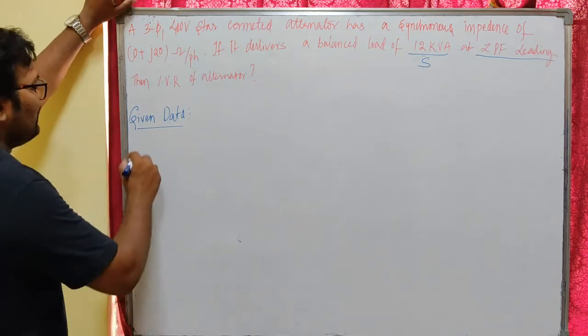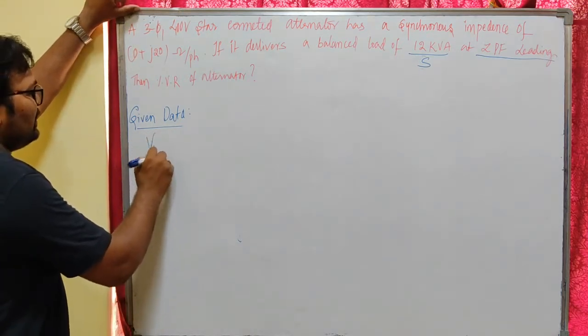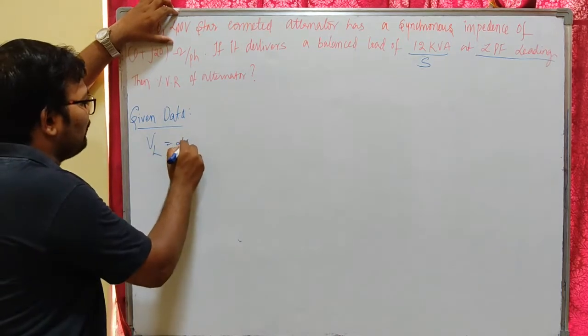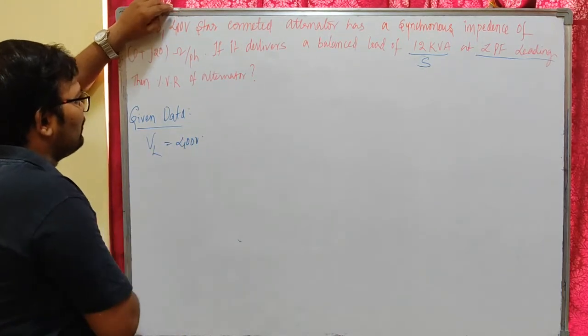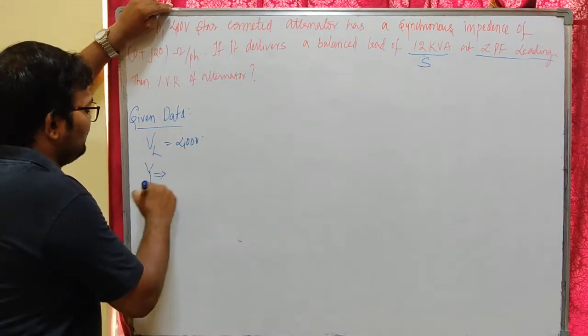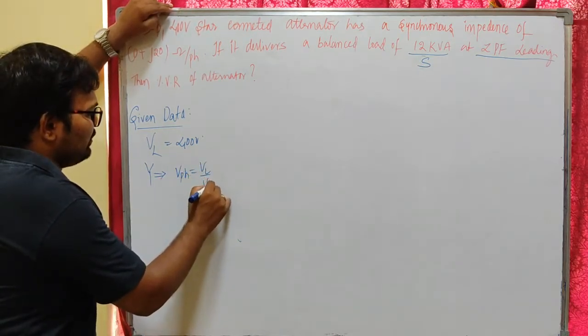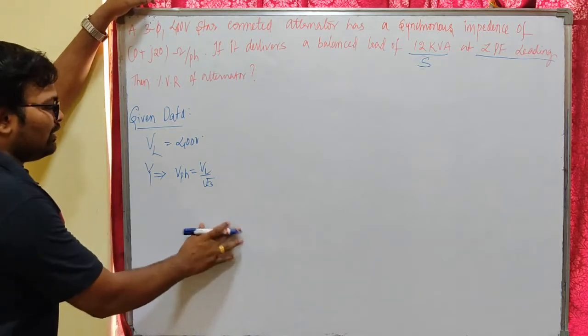Let us take the given data: 400 volts is the given line to line RMS voltage. This is the RMS line voltage. The stator winding is star connected, so our phase voltage will be VL by root 3. Why should we convert all the values into phase?